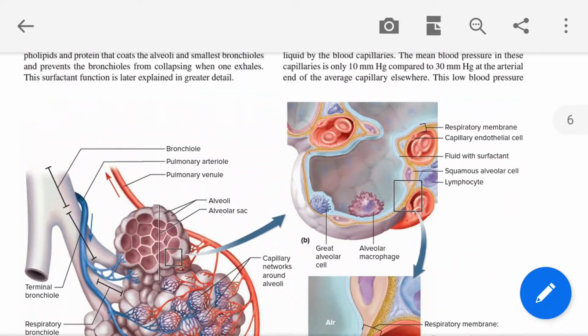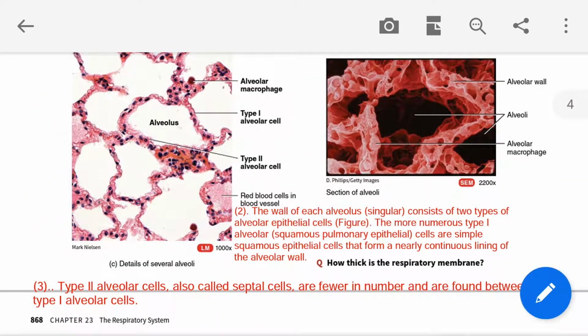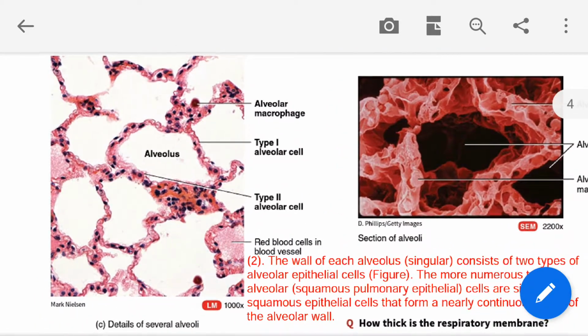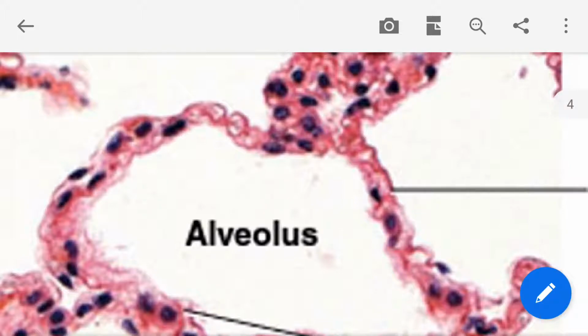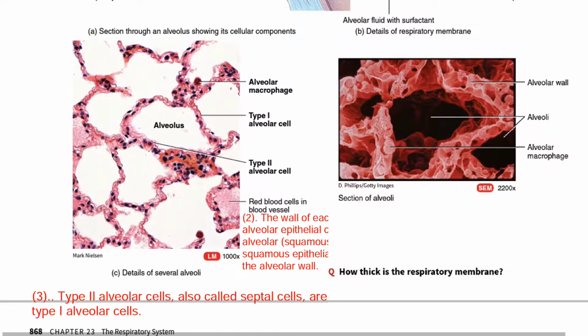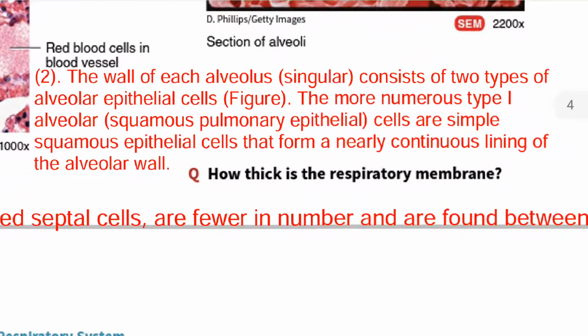Now moving on to the second point of our discussion. Here one histological slide is shown on the left hand side, and you see at the bottom it is written, detail of several alveoli. So many alveoli, and the cross section of alveoli is shown to us. And you see this is the wall of alveoli, and in the wall various kinds of cells are present. So in the second point we are discussing which kinds of cells are present in the wall of the alveoli.